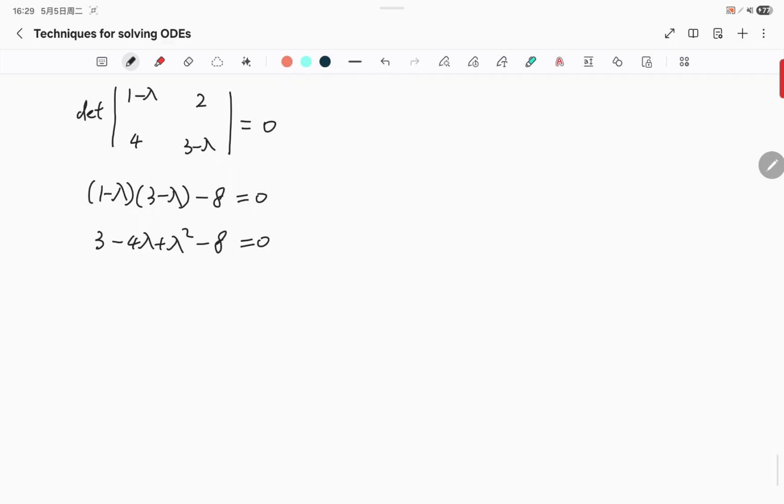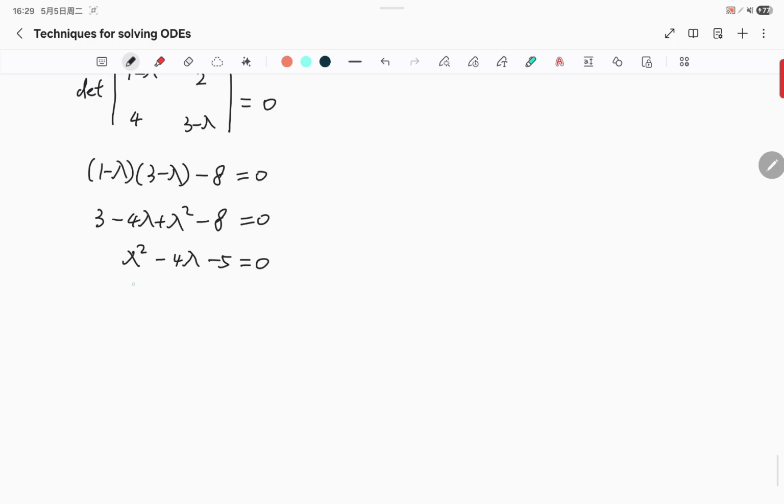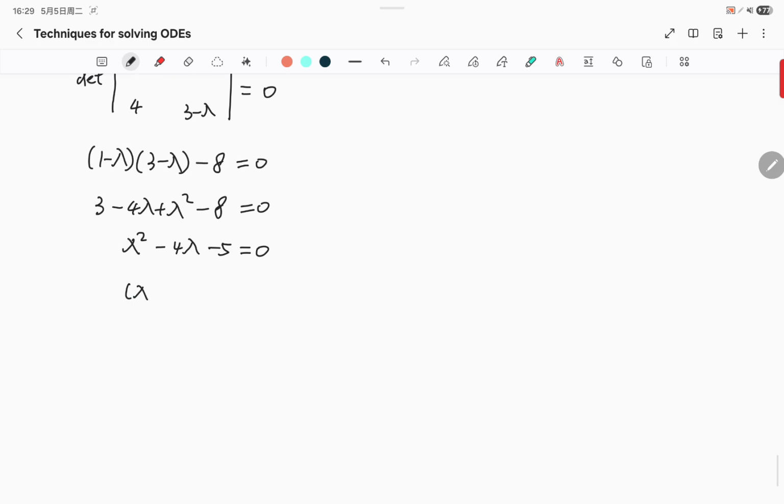We are just looking for the value of lambda, just like in previous steps we were looking for the value of m when using the trial solution. In this case, we use lambda. So we have lambda squared minus 4 lambda minus 5 equal to 0. So we have lambda plus 1, lambda minus 5. This tells me that lambda 1 is equal to minus 1, and lambda 2 is equal to 5.